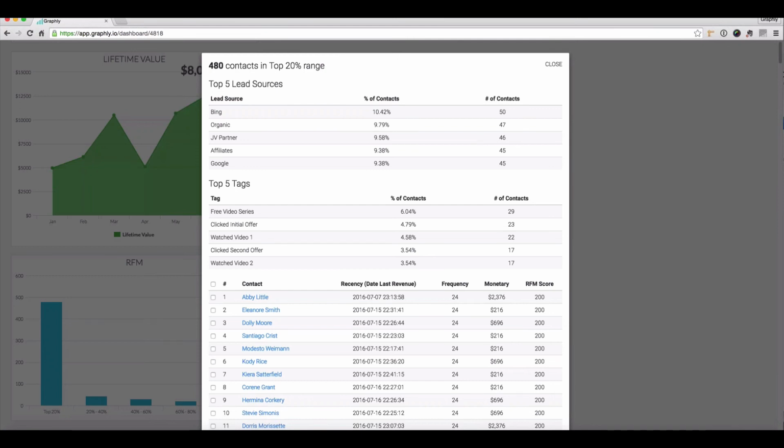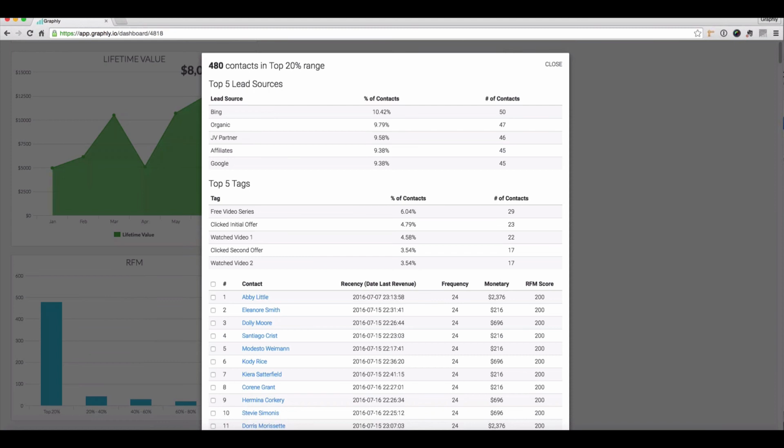So again, we're looking at our top 20% of our customers, and Graphly is returning and showing us here are the top 5 lead sources that produce your very best customers. And how did we decide they're our very best customers? Recency, meaning they bought recently with us. Frequency, meaning that they transact often. They haven't just done one purchase, but 2, 3, 4, 5, and so on. And monetary value, what is the dollar figure behind those transactions?